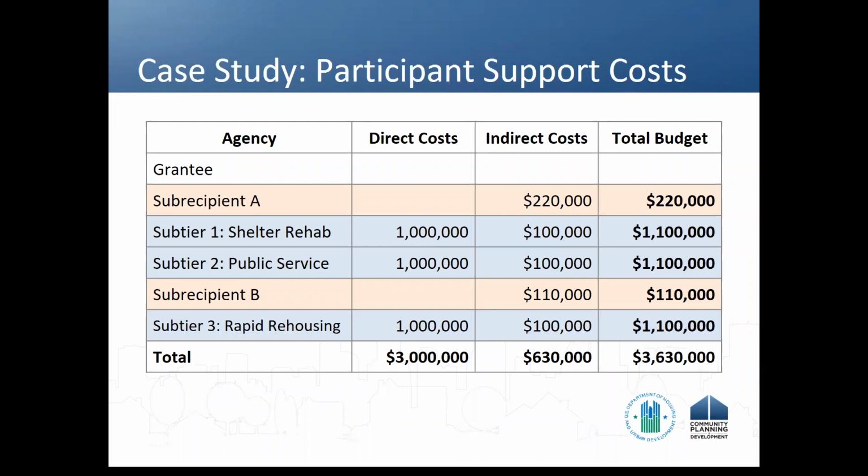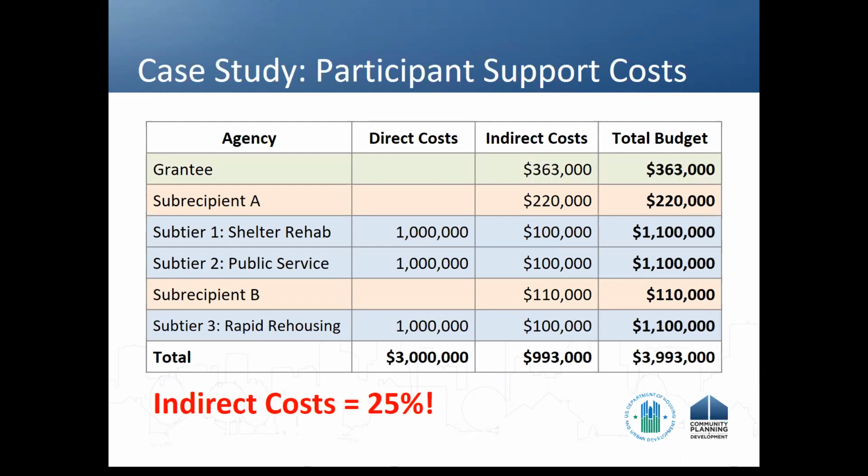Next slide. Then, just like its sub-tier subrecipients, the ESG grantee's 2 subrecipients incorrectly assume that they too can simply charge a flat rate of 10% of costs for indirect costs, resulting in an indirect cost budget of $220,000 for subrecipient A and $110,000 for subrecipient B. And so the way that's calculated is subrecipient A has 2 subrecipient agreements that total $2.2 million. And so subrecipient A is assuming they get 10% of that amount, or an additional $220,000 for their own indirect costs. And then subrecipient B is using the same assumption, which is they're going to get 10% of that one subrecipient agreement they issued, resulting in $110,000 for their indirect costs.